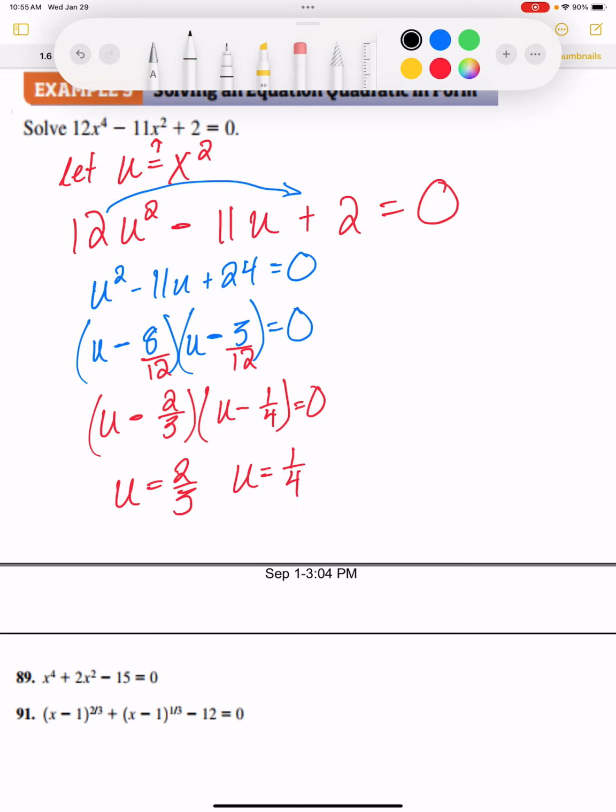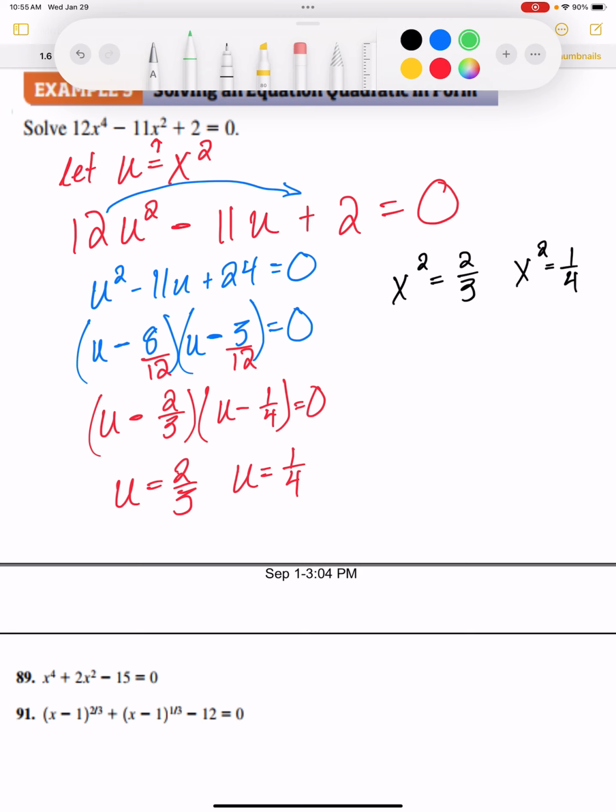Now that's u, right? Well, we said u is x squared, so that means x squared equals 2/3, and x squared equals 1/4. Right, so now we can take the square root of both sides.